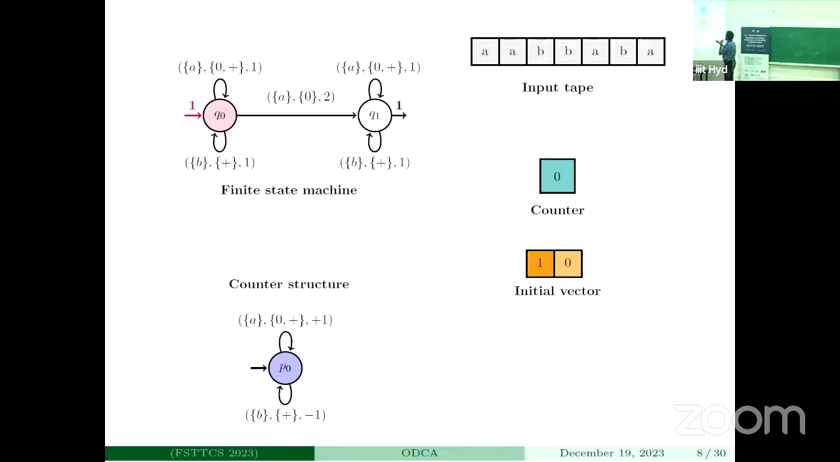Okay, so similarly, if you look at this transition, it's about B plus 1. It means that this transition can be taken on reading a B if your counter value is positive and the weight of the transition is 1. Initially you are in the state Q0 with weight 1 and state Q1 with weight 0. So this is the initial vector. It denotes the weight with which you are in each of these states.